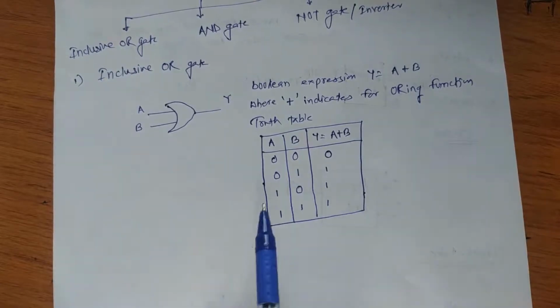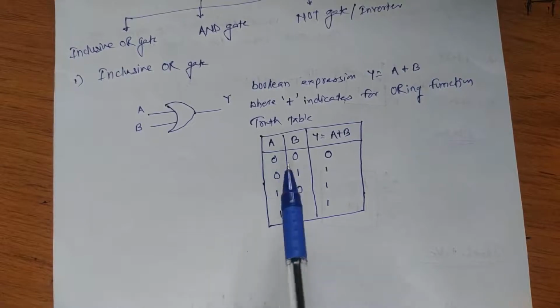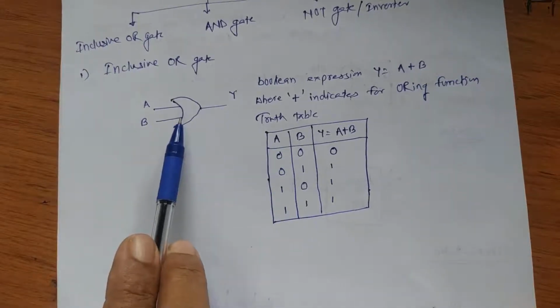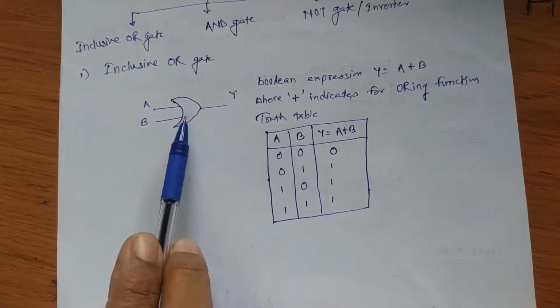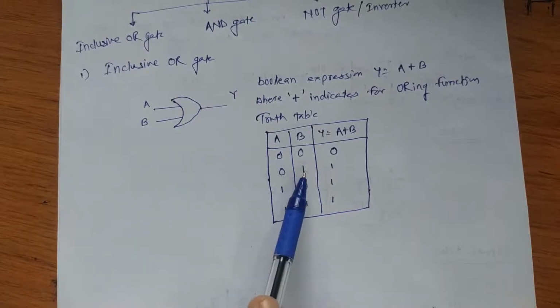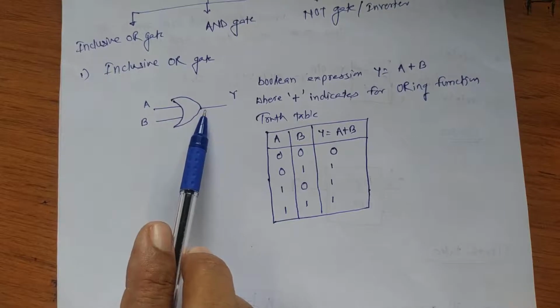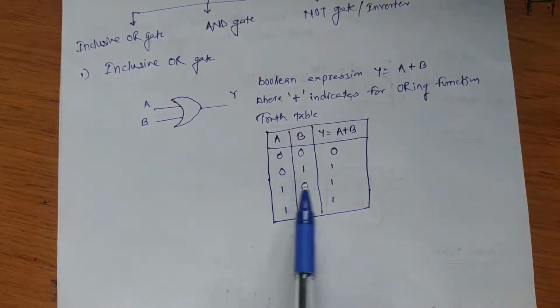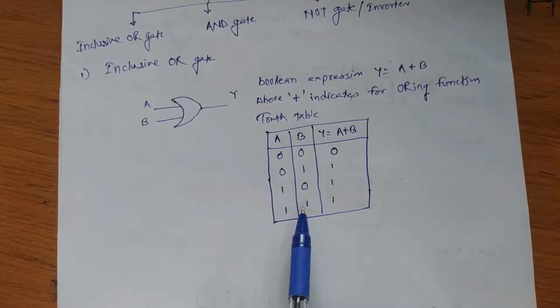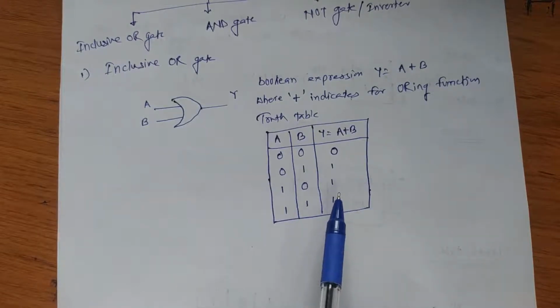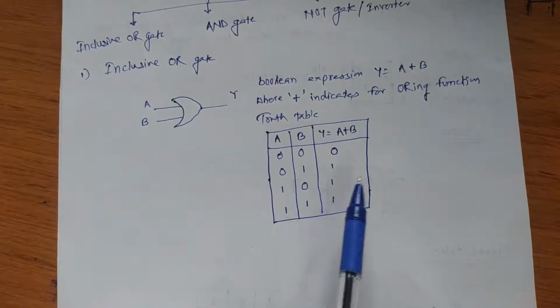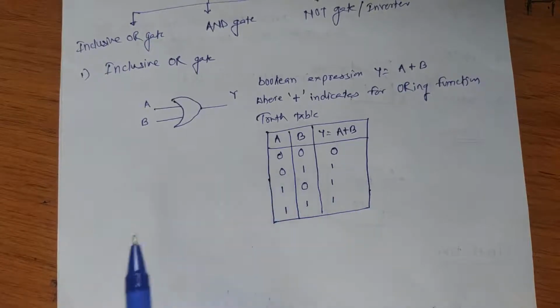Then we can define the OR gate. An OR gate is a logic circuit which has two or more inputs but only one output. When any input is high, the output is high, it is known as an OR gate.